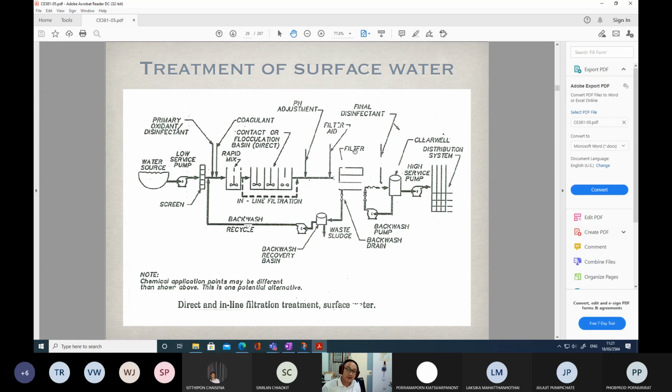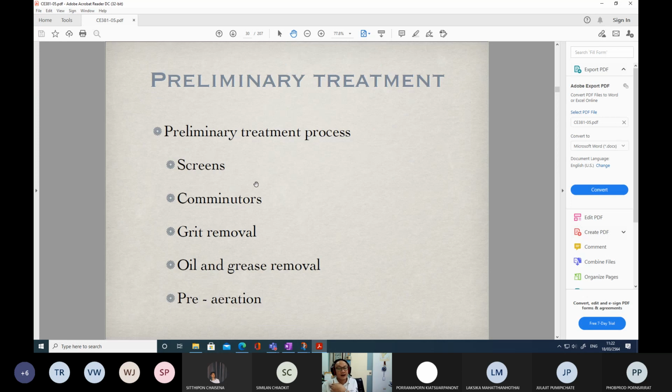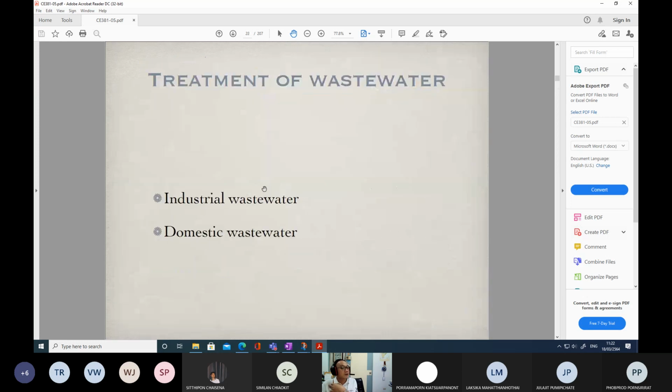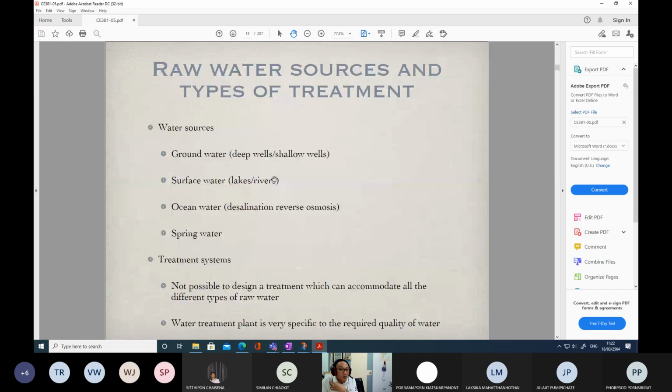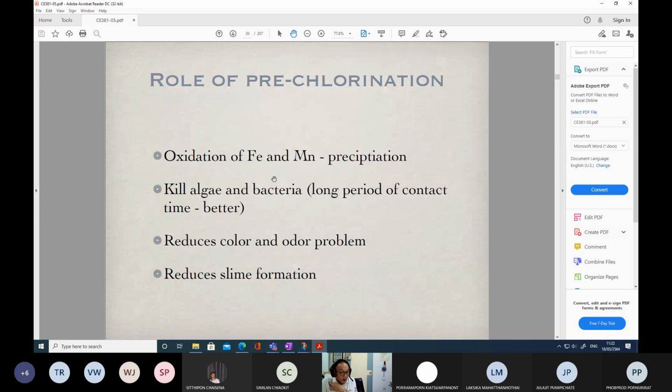Next, there is a filter and clear well. Normally the clear well is the chamber that we use to keep the produced water. In this chamber, we also add the chlorine. Chlorine is normally added in a clear well. So these are all the typical ideas about the water treatment plant.